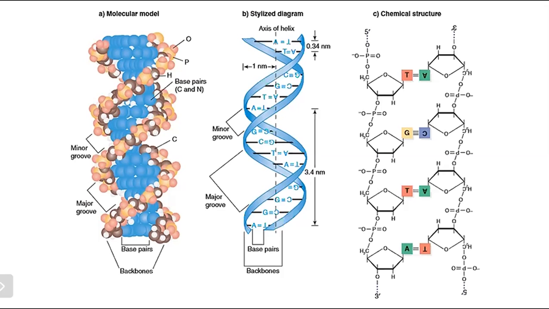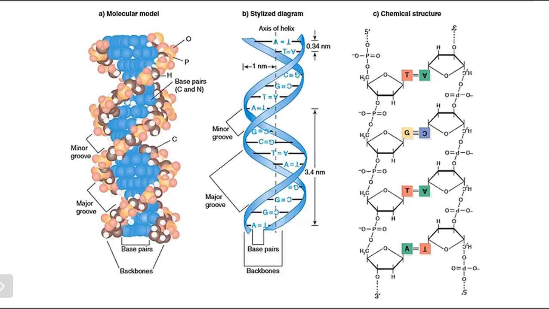Between adenine and thymine there are two hydrogen bonds, and between cytosine and guanine there are three hydrogen bonds. Now look at the polarity of the two strands of the DNA. One strand is in the 5 prime to 3 prime direction, while the other is inverted, so from up to down it is 3 prime to 5 prime. You can see that inverted direction. So the two strands of the DNA are anti-parallel in nature.